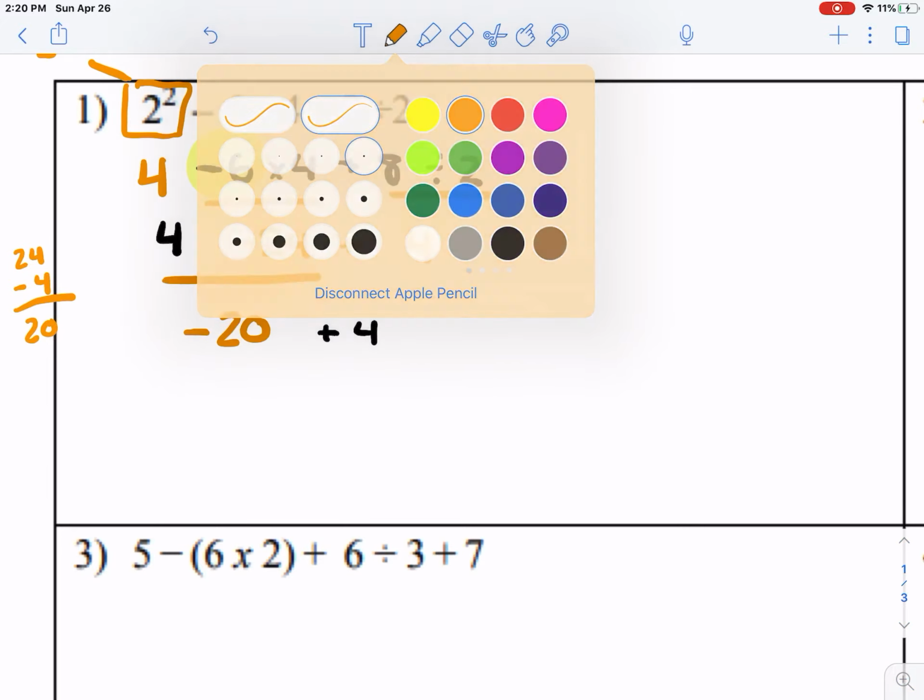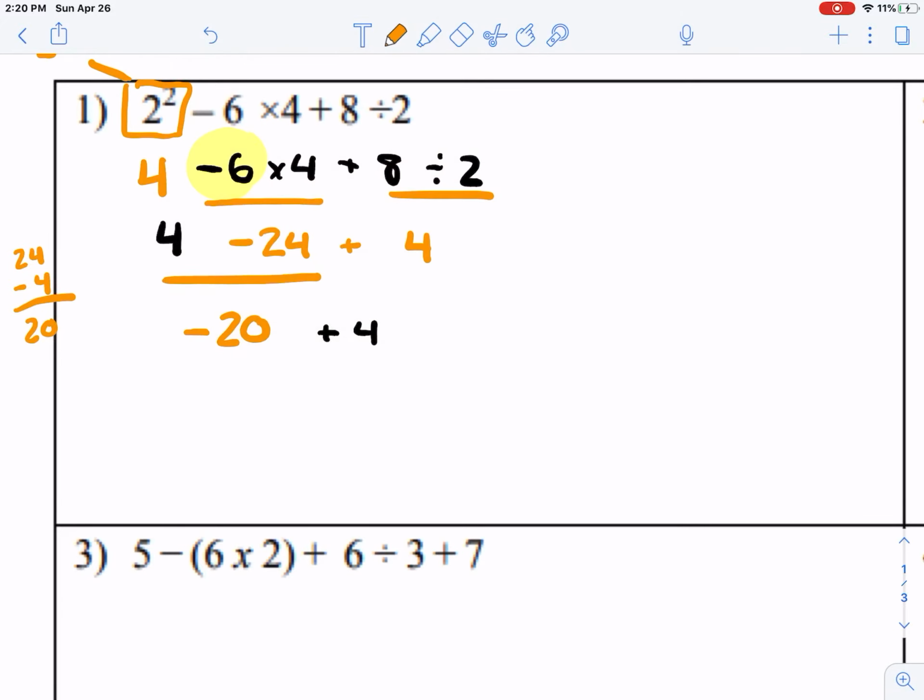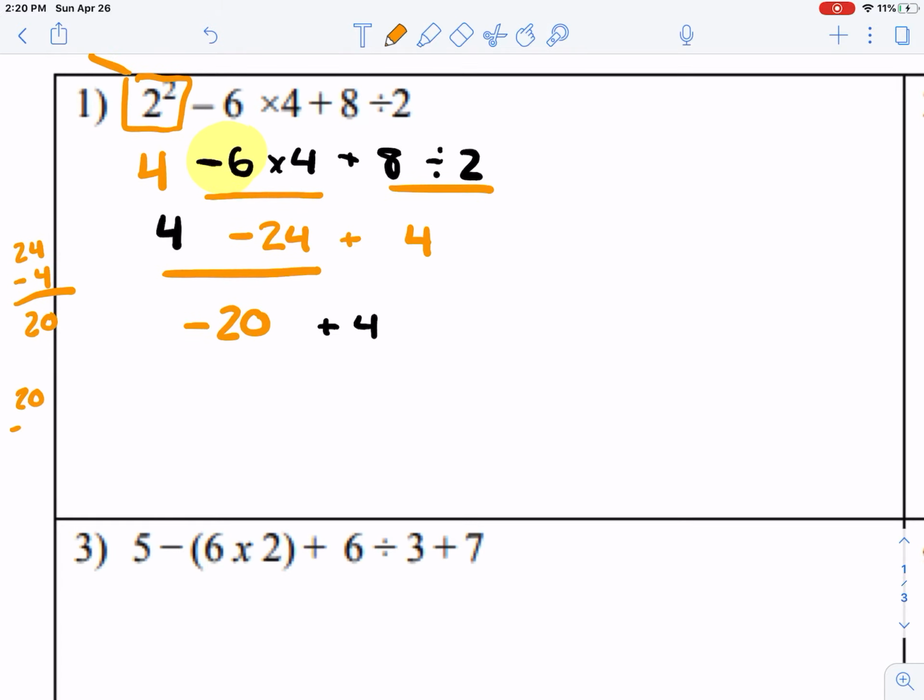And for our final step, we have negative 20 plus 4. So again, we can do our trick here. 20 minus 4 gives us 16. So we know our answer is going to at least have 16 in it, and then which number was bigger, that's our 20, and 20 does have a negative sign on it, okay?